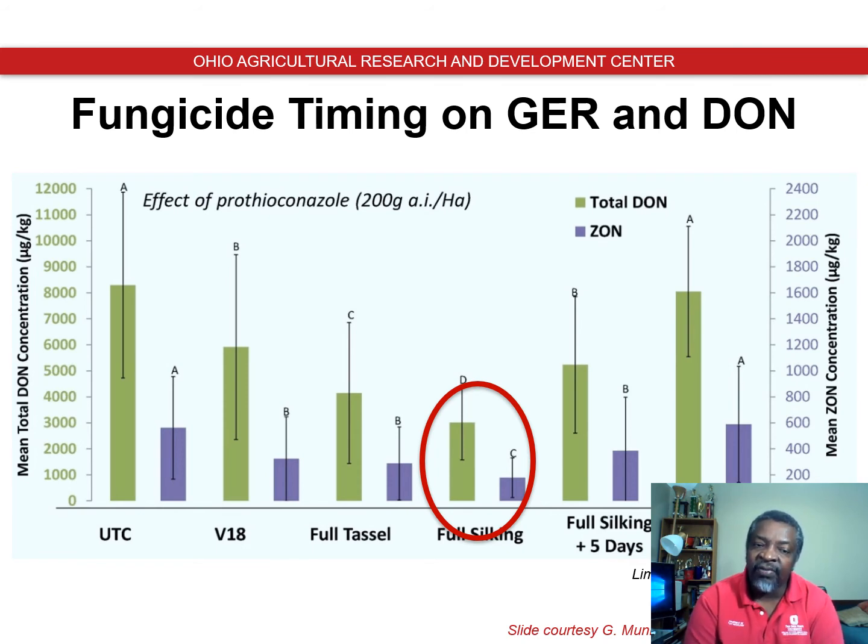The greatest reduction in vomitoxin compared to the check was observed when that fungicide was applied at full silking. Applications made at V18, tasseling, 5 days after silking, and 10 days after silking resulted in lower levels of reduction in vomitoxin compared to the check. Again, this emphasizes the importance of getting that fungicide on to protect those silks when the crop is most susceptible to infection. This resulted in the greatest reduction of vomitoxin as well as zearalenone, the other toxin produced by Fusarium graminearum.